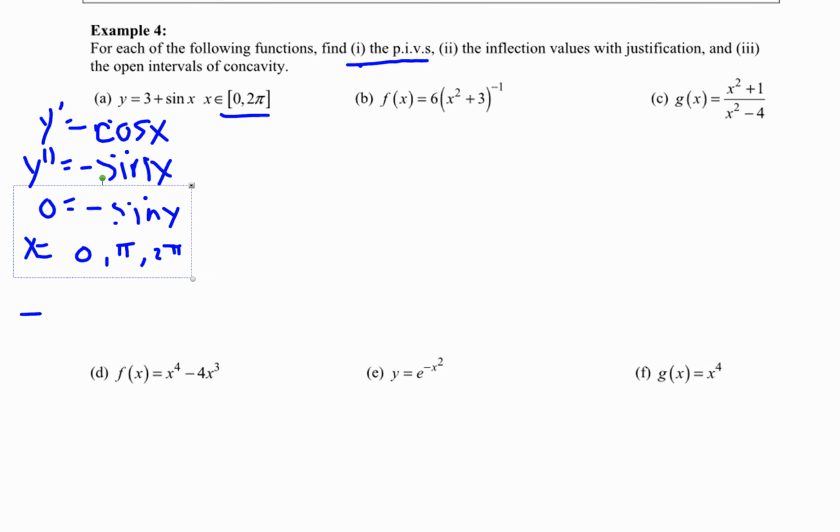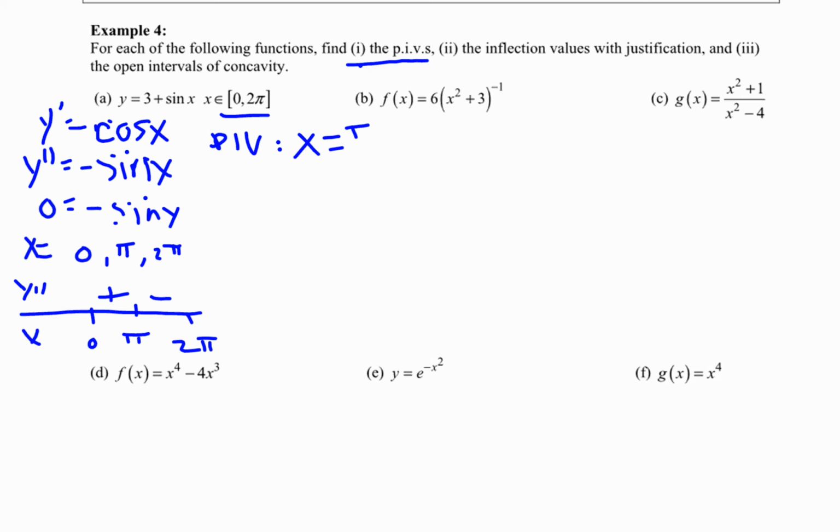So we're going to put those on our number line, or our sign chart, and we're checking the signs of y double prime. Since 0 and 2 pi are our endpoints, I'm just going to check the values in between them. If I check pi over 2, that looks like it would be positive, and 3 pi over 2 would be negative. So to answer this question, find the possible inflection values. The possible inflection value would be at x equals pi.